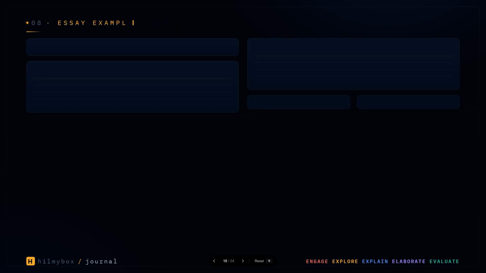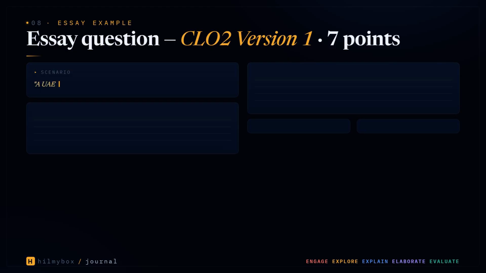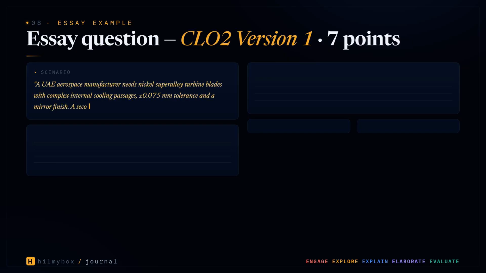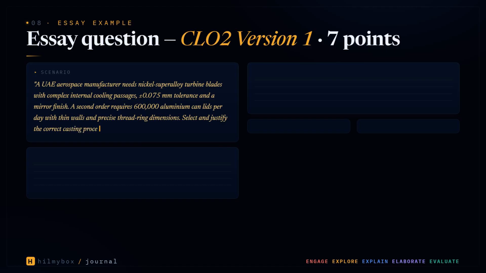Part 8, an essay example. CLO2 version 1, 7 points. The scenario. A UAE aerospace manufacturer needs nickel superalloy turbine blades with complex internal cooling passages, a tolerance of plus or minus 0.075 millimeters, and a mirror finish. A second order requires 600,000 aluminum can lids per day, with thin walls and precise thread ring dimensions. Select and justify the correct casting process for each product.